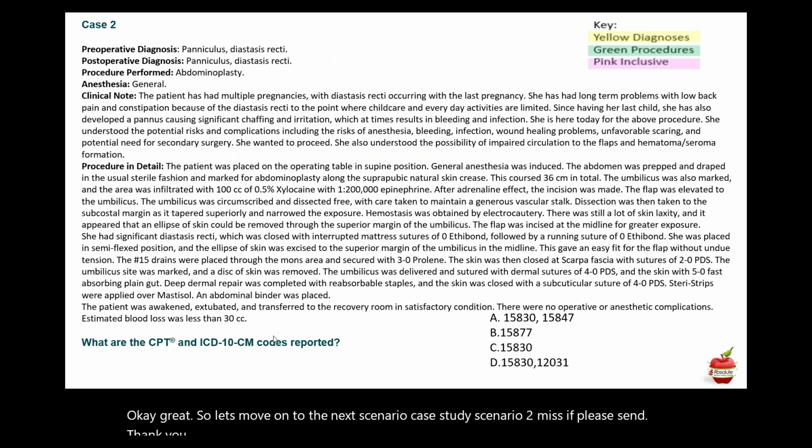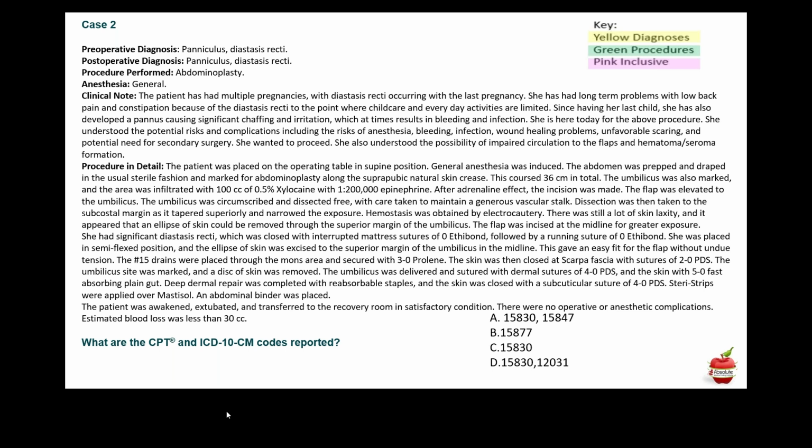What are the CPT and ICD-10-CM codes reported? A. 15830, B. 15847, C. 15877, D. 15830, 12031.